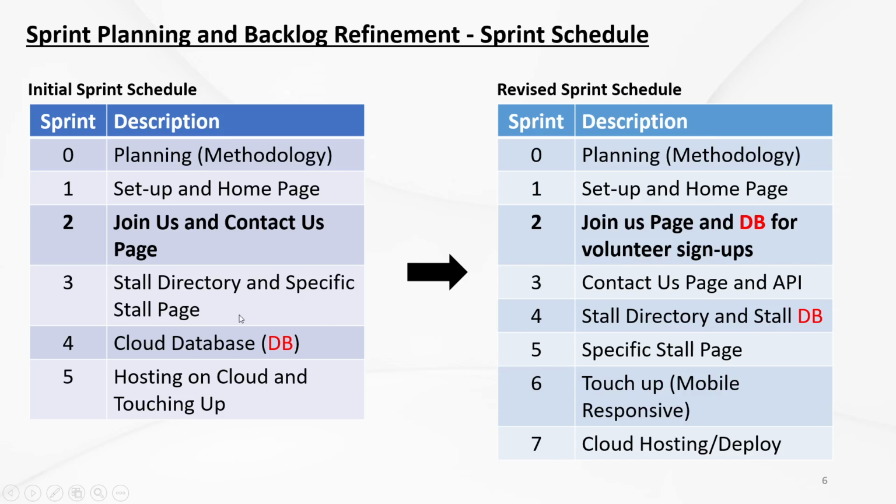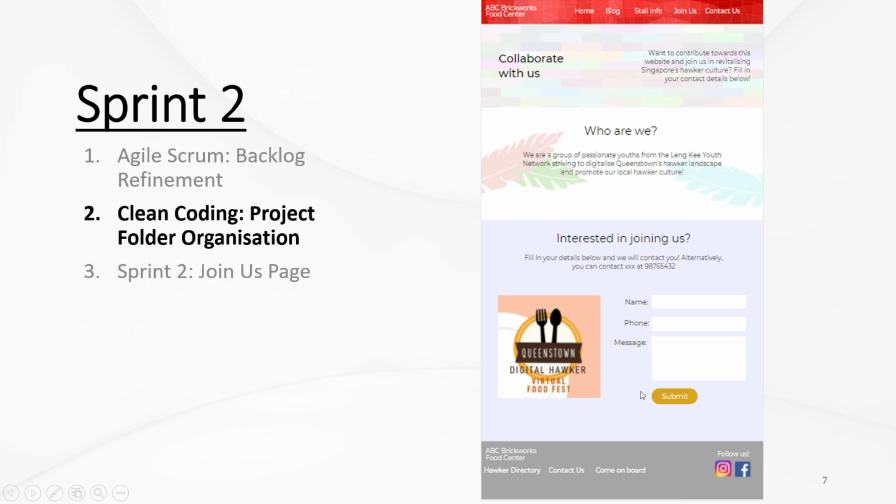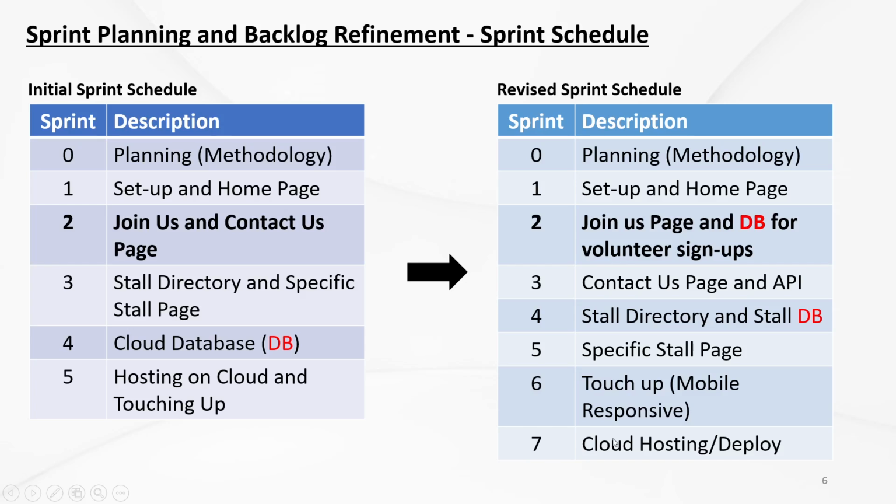Similarly, sprint 3 has a pretty heavy story point. That's why I decided to split it into 2 sprints. Sprint 4 will do the store directory and store database, and sprint 5 will do the specific store page for every store. After sprint 5, in sprint 6, we will do some touching up to make sure that it looks perfect on mobile. And last but not least, we will host it in the cloud.